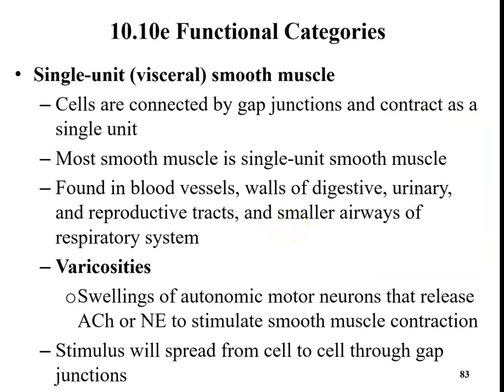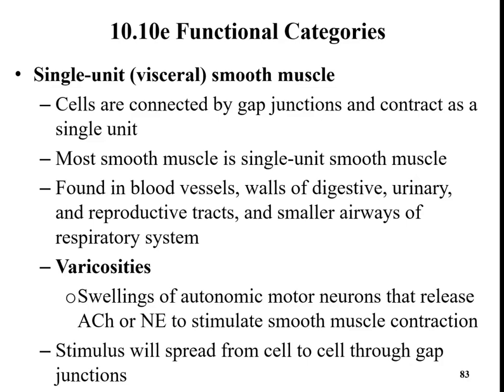Contrast that with single unit smooth muscle. This is where cells are connected by gap junctions and are going to contract as a single unit. Most smooth muscle is single unit smooth muscle. You're going to find this in blood vessels, the walls of the digestive, urinary, and reproductive tracts, and in the smaller airways of the respiratory system.